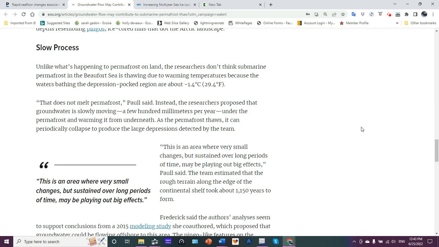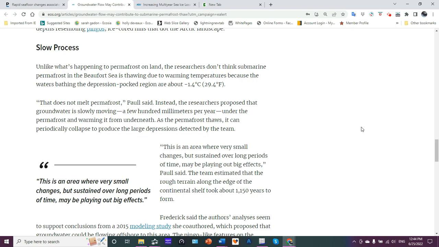It's a slow process. Unlike what's happened in permafrost on land, the researchers don't think submarine permafrost in the Beaufort Sea is thawing due to warming temperatures, because the waters bathing the depression-pocked region are about minus 1.4 degrees C. That does not melt the permafrost or thaw it out. So instead, the researchers propose that groundwater is slowly moving a few hundred millimeters per year.